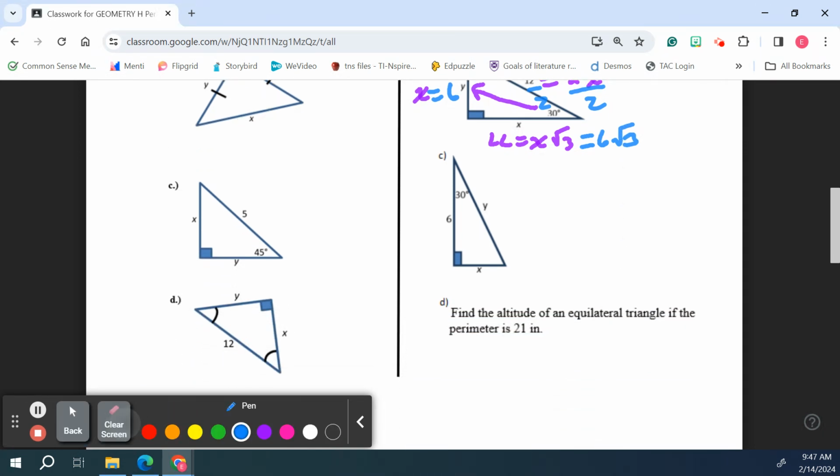C is telling me this. This is across from the 30-degree angle, so this is my short leg. This is my long leg. This is my hypotenuse. Again, remember, this is X. This is X square root 3. And this is 2 times X. What am I going to do here in order to solve for this? Gotta get that short leg.